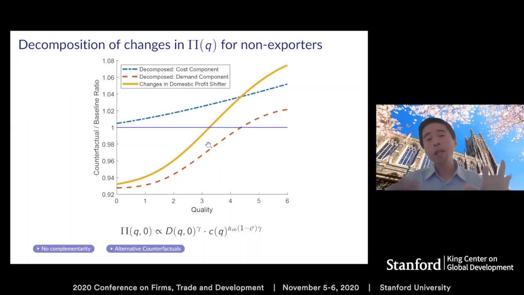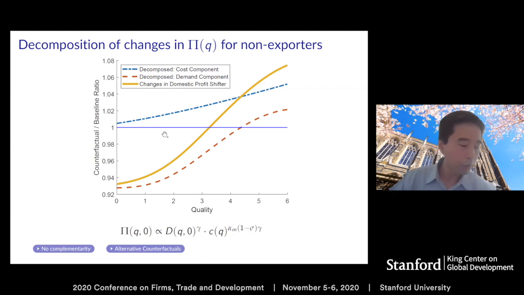So combine the demand and the cost channel, you can see here is that because of this complementarity, you have this pi q term get steeper, even for non-exporters, and increase their upgrading motive.